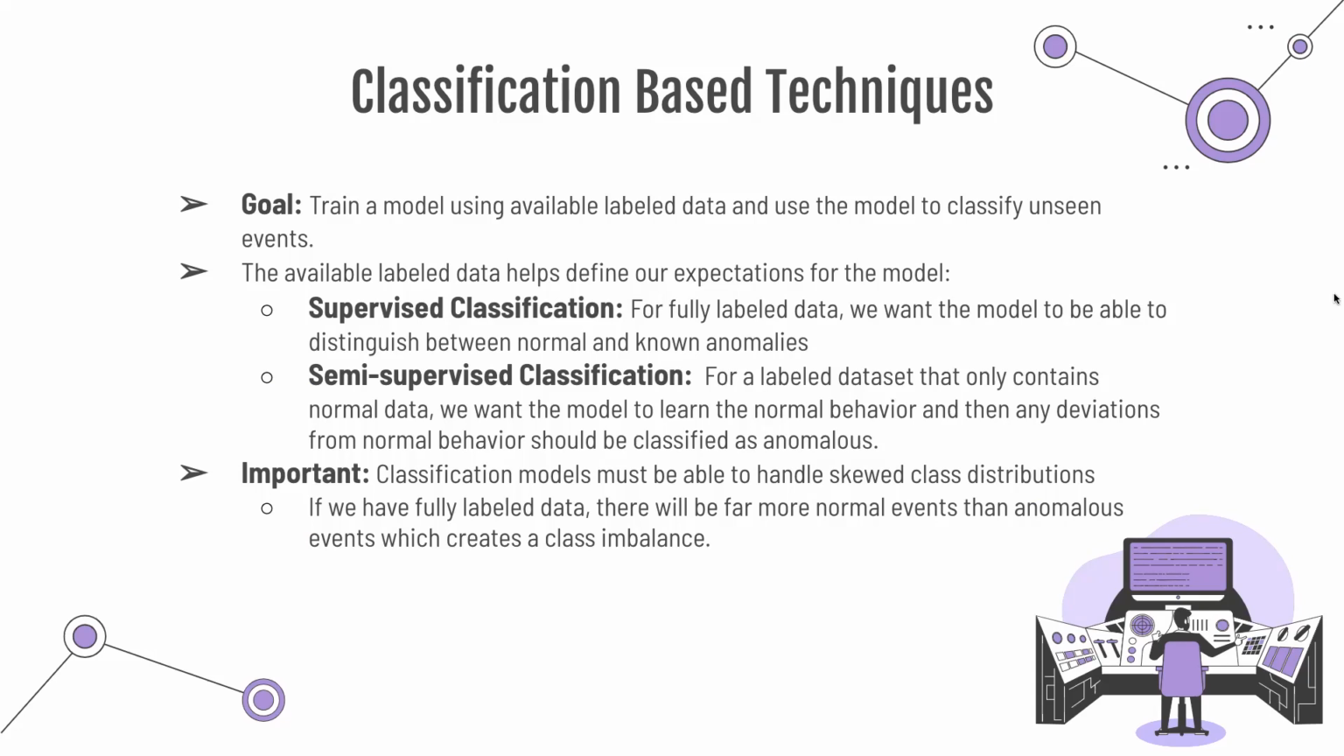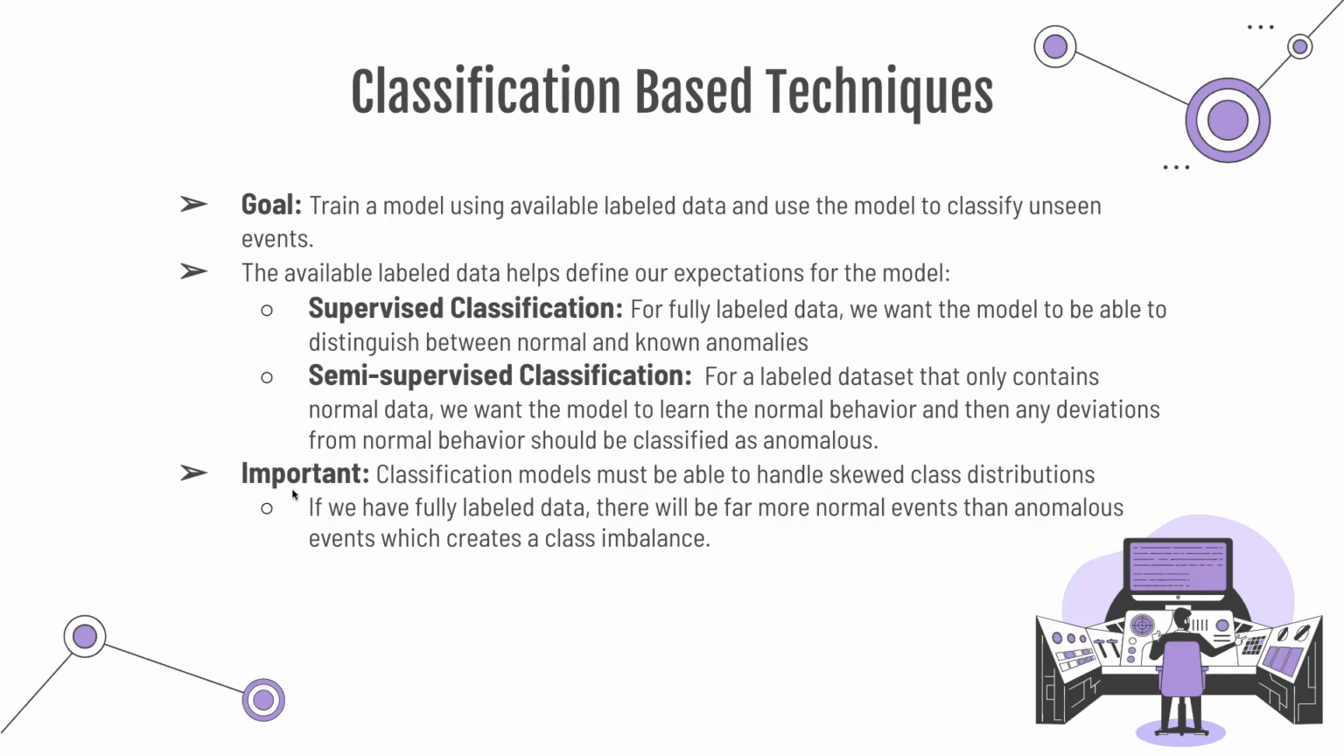Now, the semi-supervised sense would be we have a data set where we only know what's normal, and we want to essentially learn what is normal in this data set, teach the classifier to know what is normal, and then as we give it new data, have the classifier be able to tell whether this is an anomalous value or if it's just normal. And that's essentially what we're going to be covering in our demo.